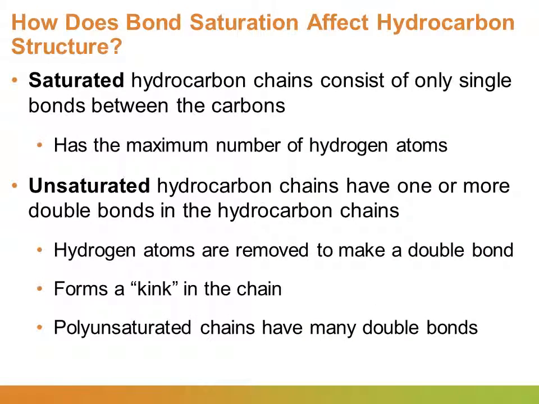So let's go over this again. What makes a saturated hydrocarbon saturated? It only has single bonds, and it's saturated with hydrogen. In other words, it has the maximum number of hydrogen atoms. On the other hand, unsaturated hydrocarbon chains have at least one or more double bonds. They are not saturated with hydrogen, and this double bond causes kinks in the chain. So when there's kinks in the chain, then there's more space and it's less dense.